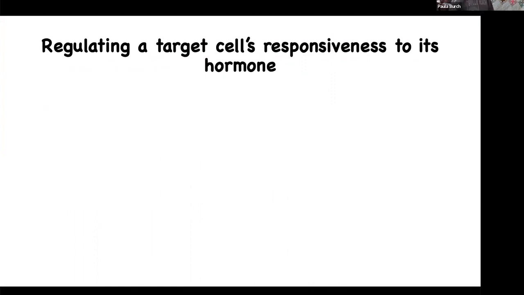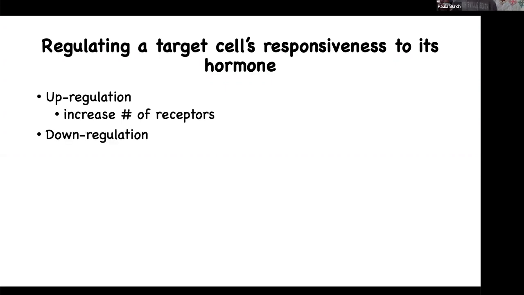Target cells regulate their response to a hormone or their ability to bind with a hormone in one of two ways. They can increase the number of receptors that they have. By increasing the number of receptors, the cell is going to increase its responsiveness to the hormone. This is called upregulation. A cell may do this if blood hormone levels are low.